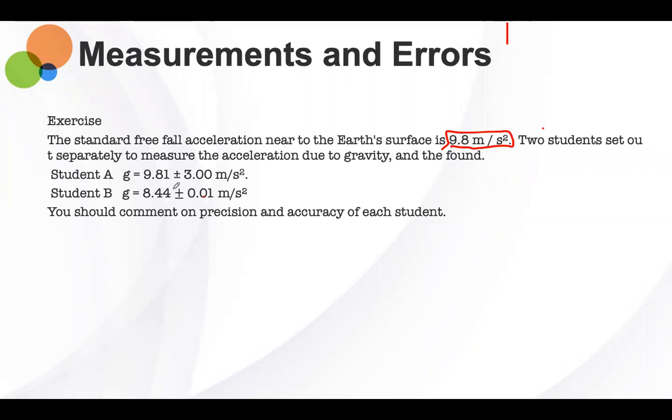Now, which of the two is more precise? B. All right. So student B is more precise. Why? Because it has a less uncertainty. So it has a smaller uncertainty of 0.01. Are we all seeing that? Any questions so far? All right, I'll take that as a no.